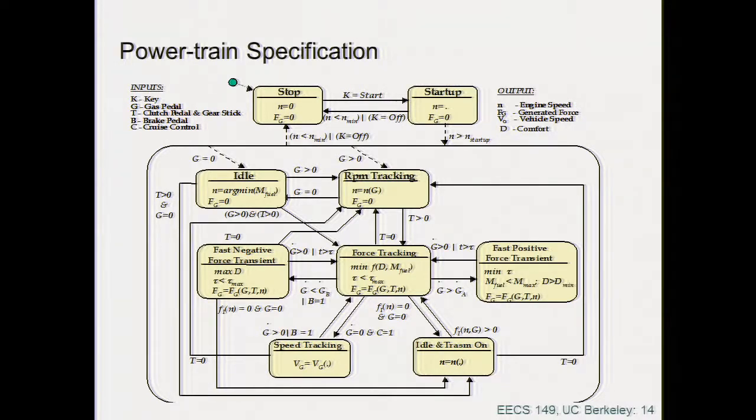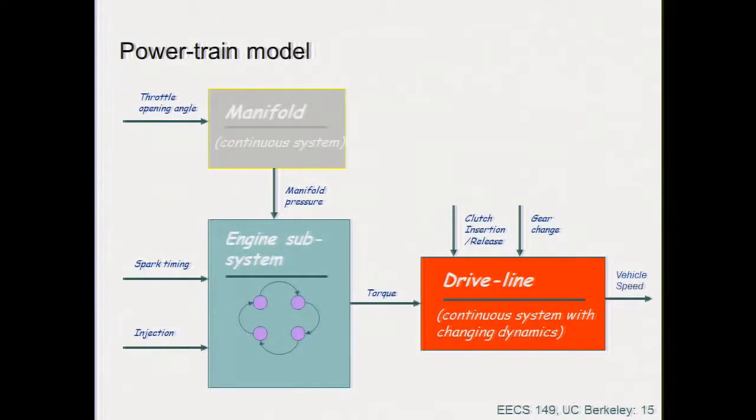So it's a hybrid system. There is a mechanical system that evolves and triggers action from a control point of view. So that is one use of hybrid system. Another use is actually to describe the operation of an engine and the drive line and the manifold.